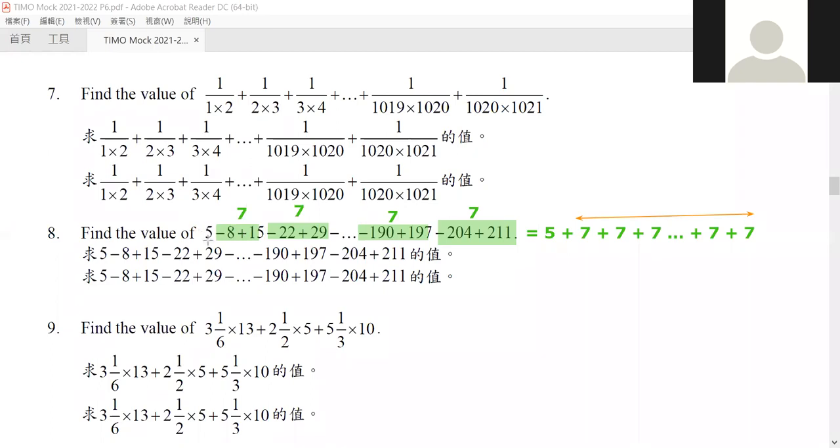for all these terms from 5, and except the first term, for all these terms from 8 and 15 and 22 and 29, up until our final term, except the first term, they are all a so-called arithmetic series.